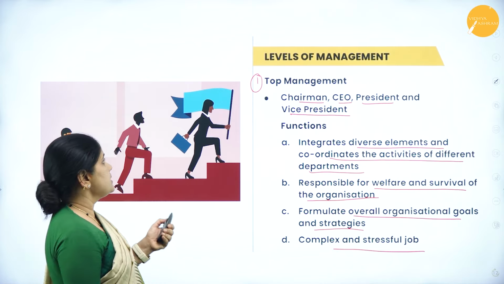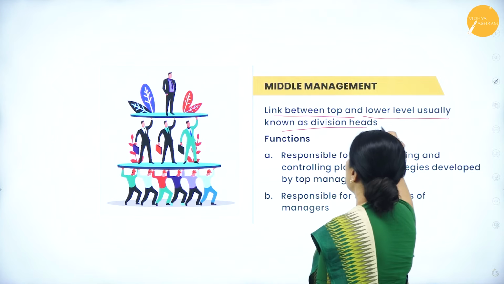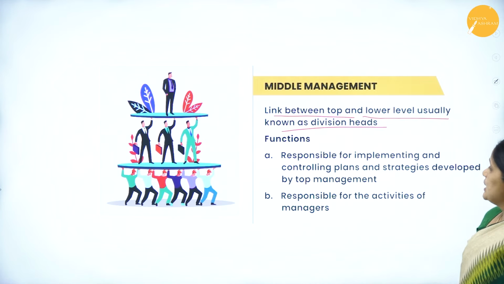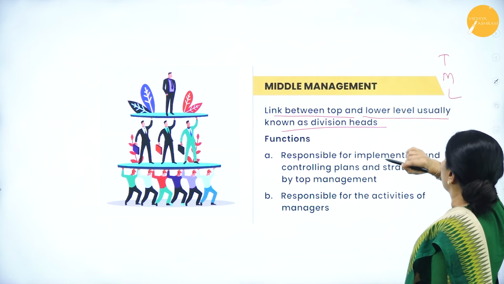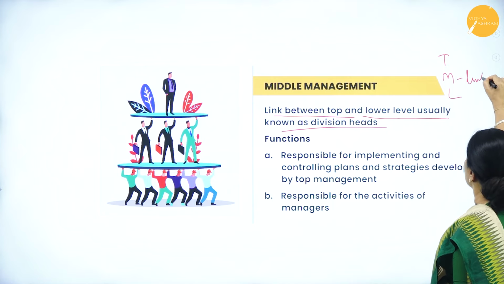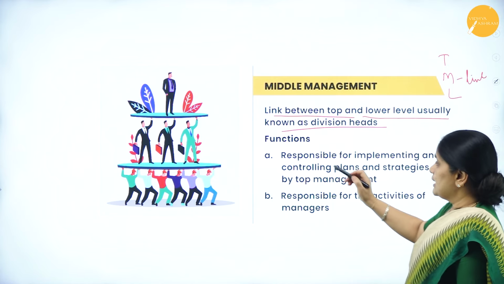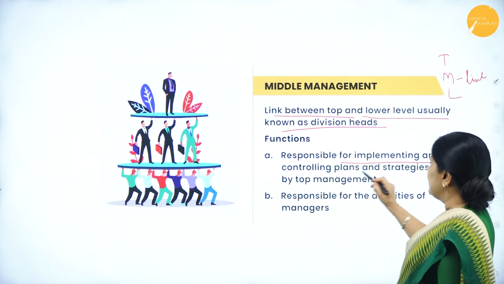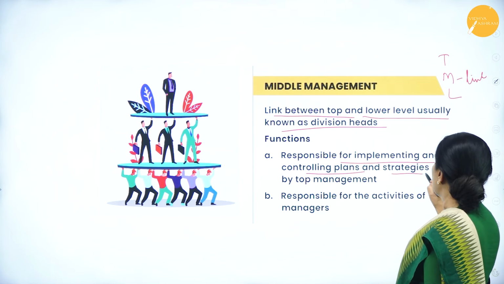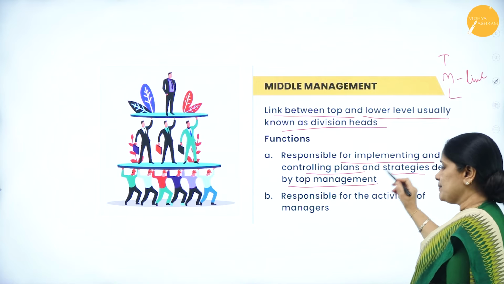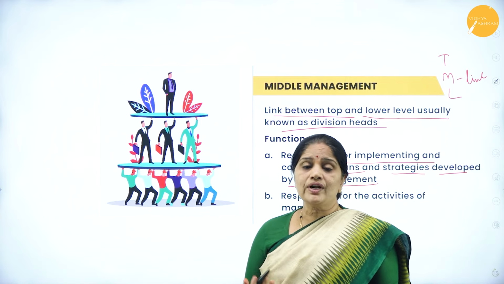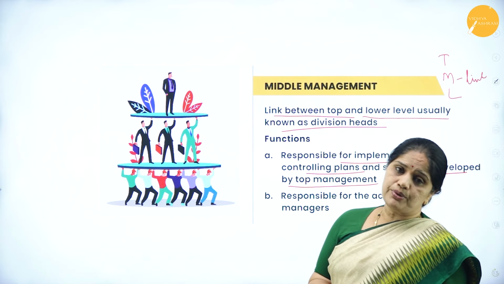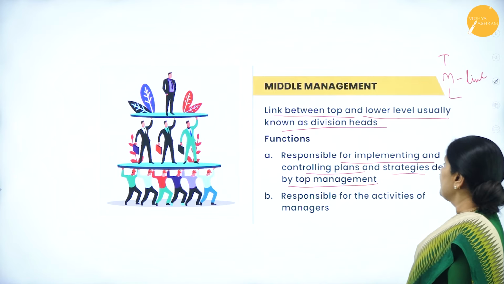Next, the middle management. It is the link between the top and the lower level, usually known as the divisional heads. So if it is the top level, middle level and the lower level, they are the link. So let us see what their functions are. They are responsible for implementing and controlling plans and strategies developed by top management. Now the top management will formulate the plans, they will develop strategies for the overall organization. The implementation process will be done by the middle level management.